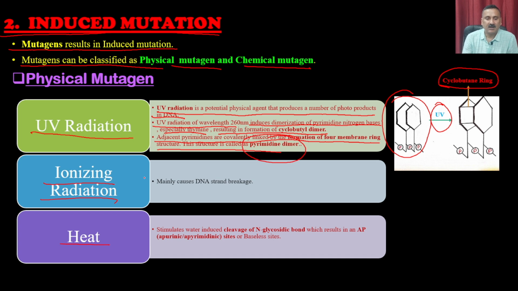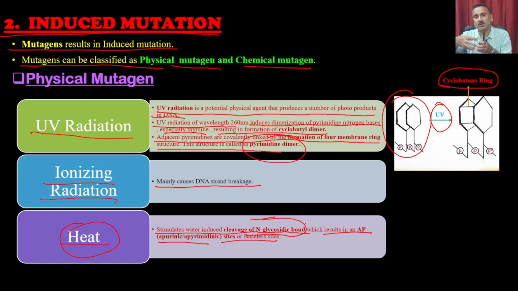dimers. Then ionizing radiation mainly causes DNA strand breakage, and heat stimulates the cleavage of the N-glycosidic bond, which results in apurinic or apyrimidinic sites, or baseless sites. In this case there will be a cleavage of the glycosidic bond, and you know that the glycosidic bond holds the sugar to the base, so there will be no base present on these nucleotides.